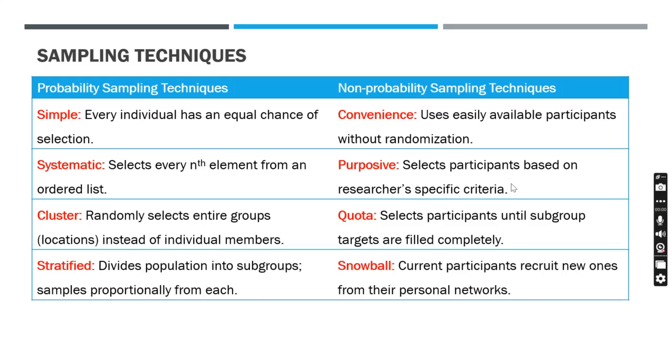We talked about the sampling techniques, and we talked about the 8 types: 4 probability sampling techniques and 4 non-probability sampling techniques. For simple random sampling, every individual has an equal chance of selection. For systematic, we determine a specific interval, and then we start collecting, like after each 3 people or each 4 people, we are going to select a sample.